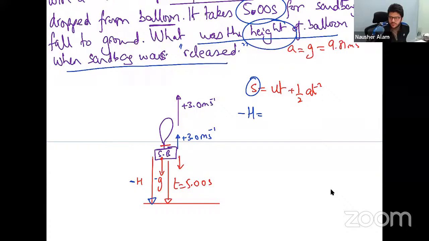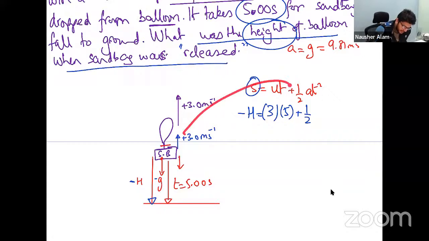Would it be wrong to assume downward motion is positive? No. You'll get the right answer. Karke dekh lete. So minus h is equal to, now the initial speed of the sandbag, guys, was 3. The time was 5 seconds plus 1/2 of, ये देखो +3 था, ये मैंने +3 लिखा है. टाइम के साथ कोई साइन नहीं है. Acceleration is negative, minus g, so minus 9.81 into t square. So into 5 square.